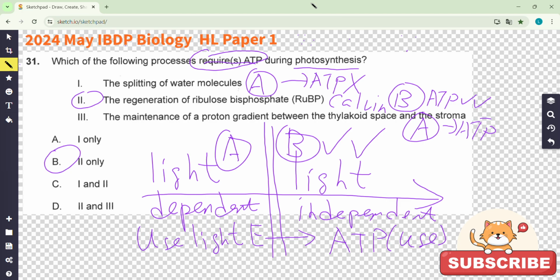So sometimes remember the name. The name tells you something. Light dependent: using light energy to produce ATP. Light independent: no more light, so in the process, use ATP to produce glucose.